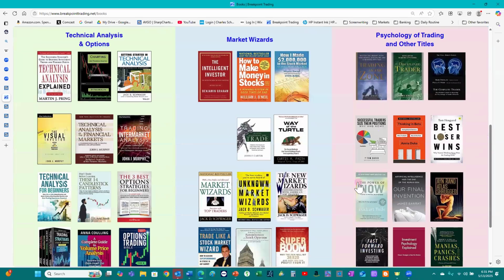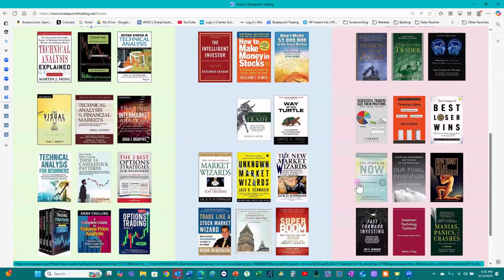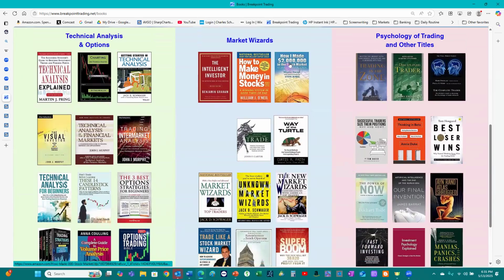And the Darvas book is under Market Wizards. And you'll see right here how I made $2 million in the stock market. By the way, John Carter's book is on here as well. And John Carter, when I met with him and talked to him, he has a very high regard for Nicholas Darvas. It's one of his trading heroes, basically, Nicholas Darvas.